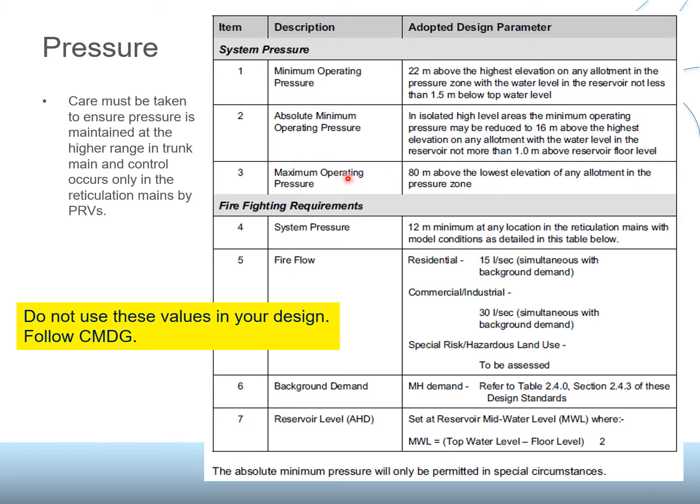What about the maximum operating pressure? It shows the maximum operating pressure has to be not more than 80 meters, and that is at the lowest elevation. So you may have noticed that the maximum operating pressure is the one that you need to check at the lowest elevation, and the minimum operating pressure you need to check at the highest elevation.